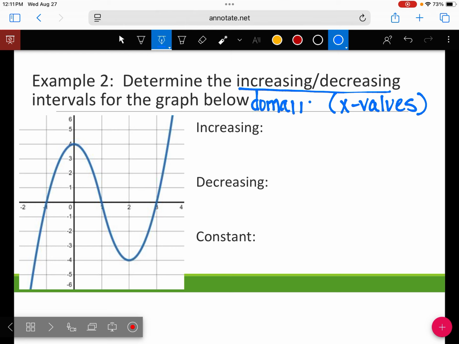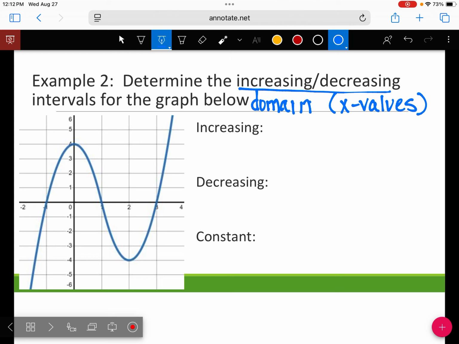So that's the first thing. The second thing is, whenever you're reading a graph, you read it from left to right. So you're going to trace starting from the left side going to the right. You never trace from the right to the left. Just like I don't read this from the right to the left. You're going to read the graph from left to right.